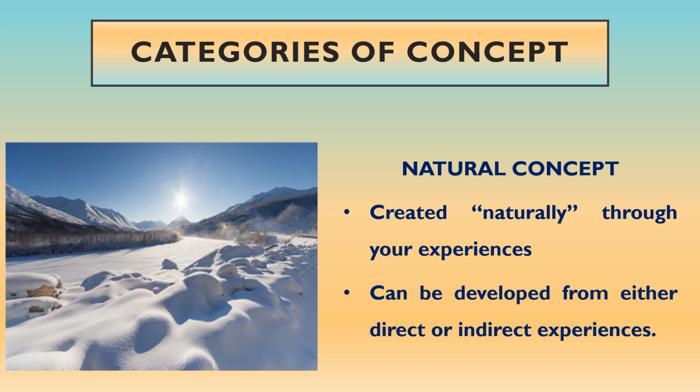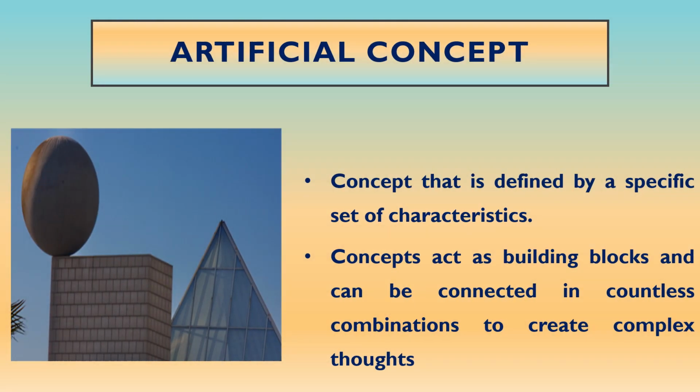Either way, snow is a natural concept because you can construct an understanding of it through direct observations or experiences of snow, or you can learn it by indirect experience like seeing pictures or movies. So it is a natural concept. Now let's see what is an artificial concept.